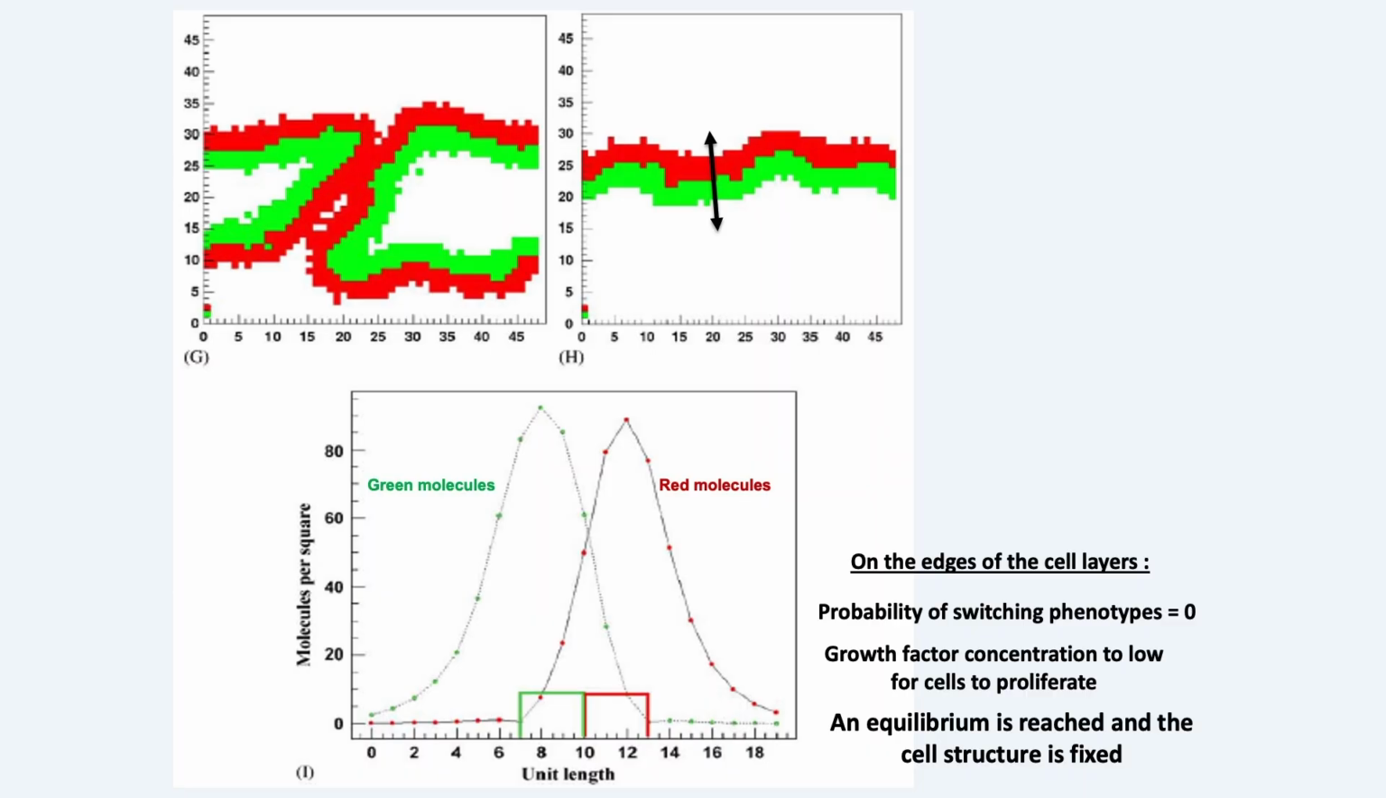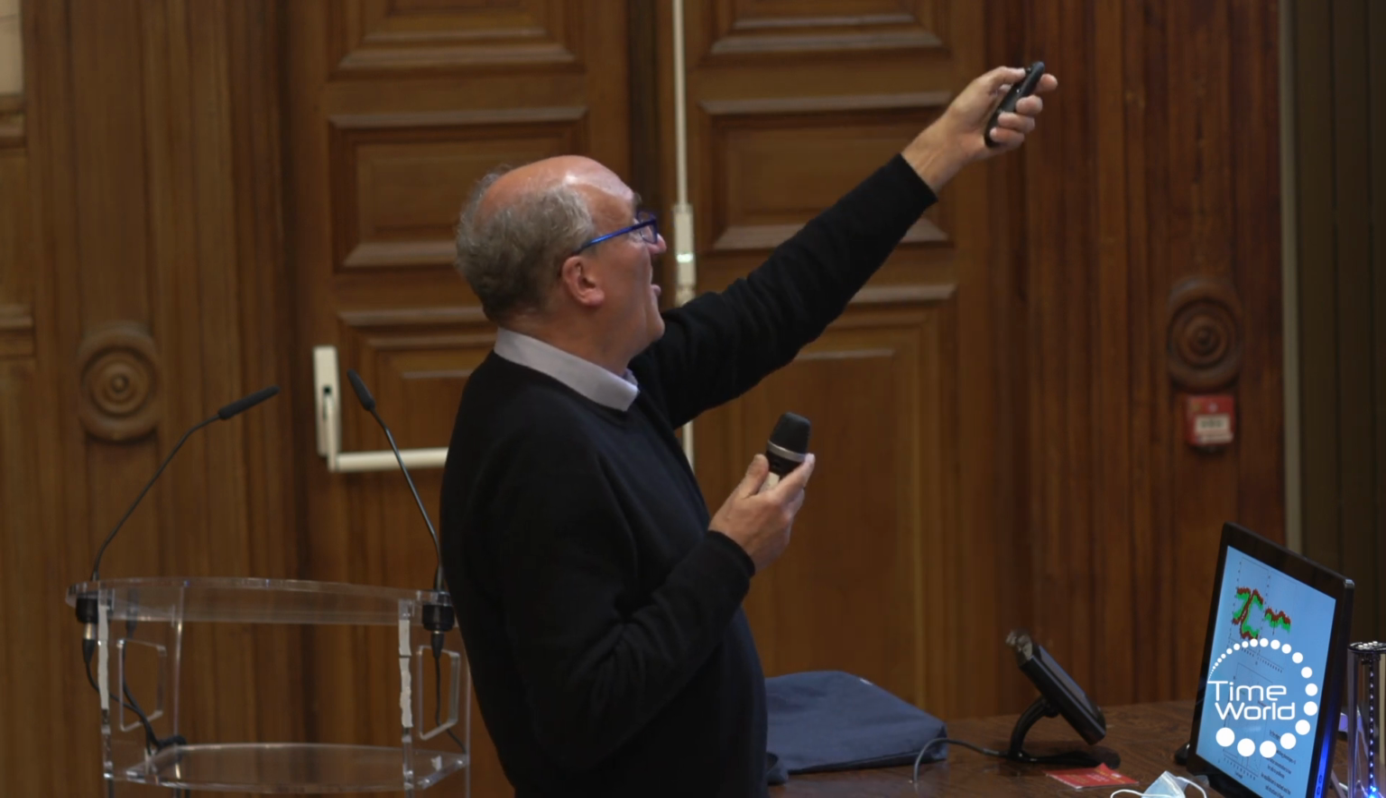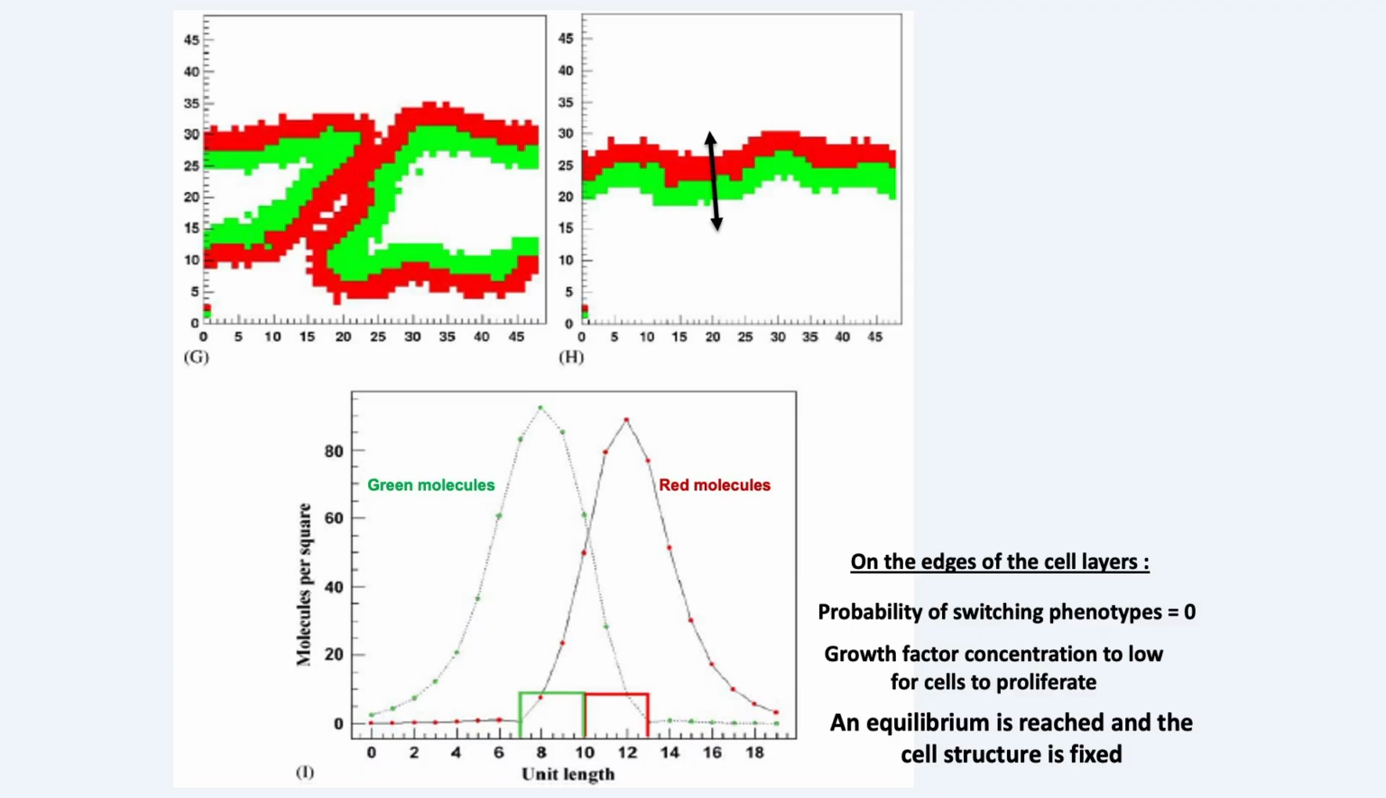So we analyzed the distribution of the molecules, red and green, across a lateral section of the cell bilayer, as shown by the arrow on the top right of the slide. And we realized that on the 2 edges of the cell bilayer, 2 conditions are met that cause growth arrest. So this is shown at the bottom of the slide. This is the edge of the red layer, and this is the edge of the green layer. So on these edges, 2 conditions are met.